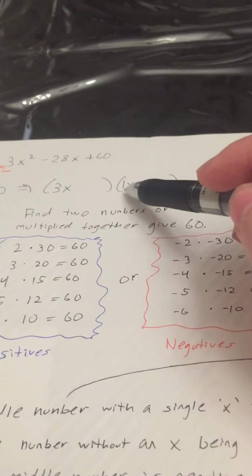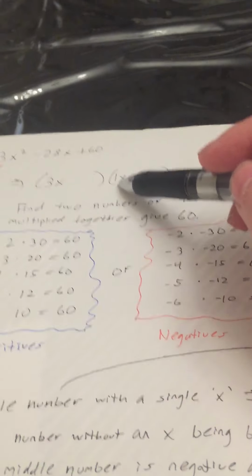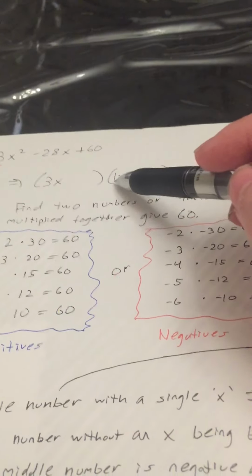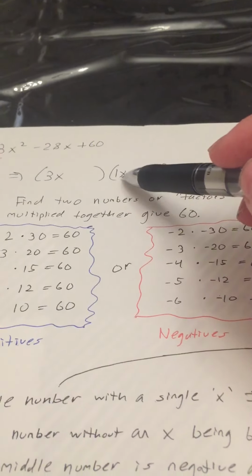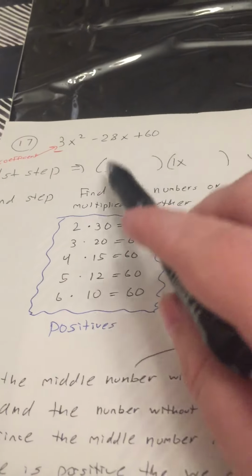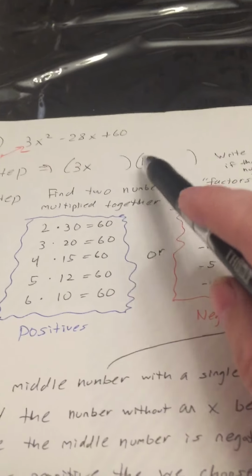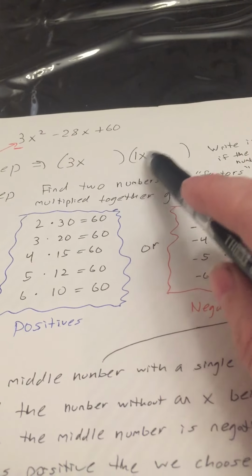Probably up here. If there's not a number in front of this x, it's a 1. It's always a 1, but we just don't write the 1 because we know it's there. So yeah, that's the first step. Just write these two things. If this thing's odd, put it there, and you put the 1x there.